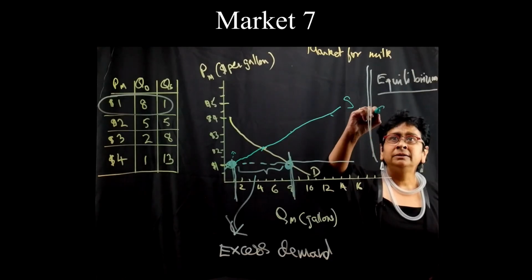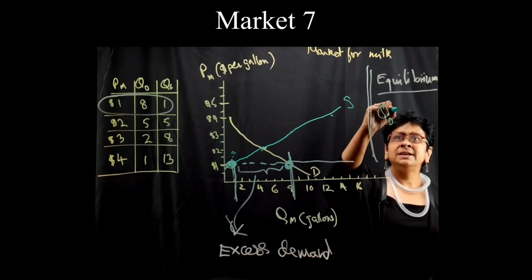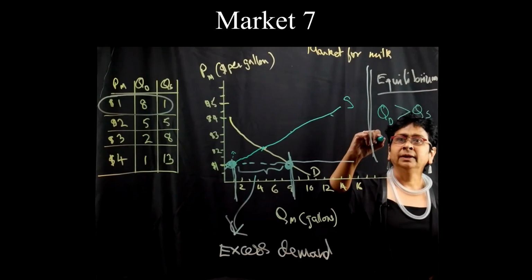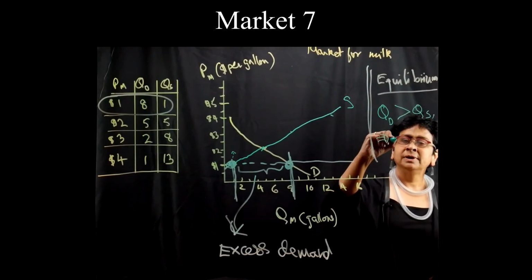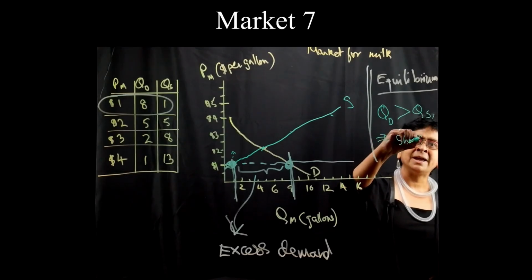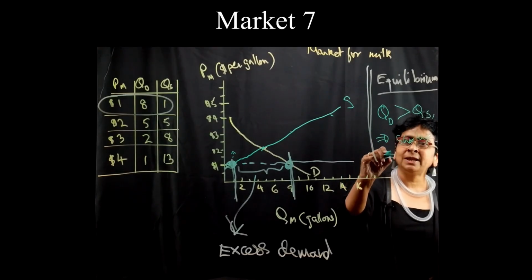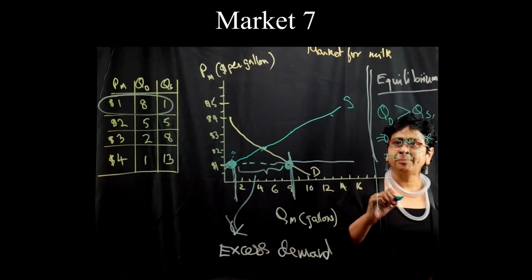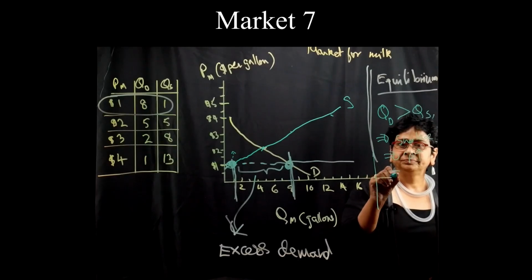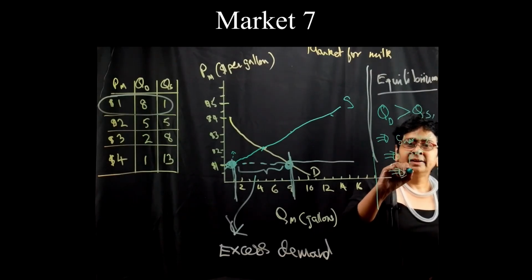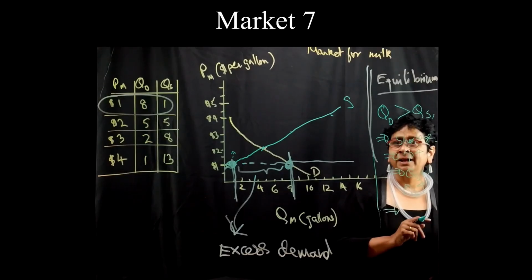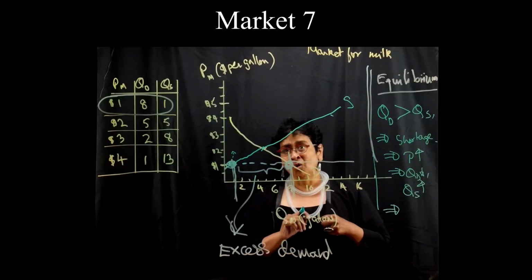So when the quantity demanded is greater than the quantity supplied, step 2, I have a shortage or excess demand. Step 3, the price starts to go up. Quantity demanded starts to decrease, quantity supplied starts to increase, and this keeps happening until there is no more shortage, all right?